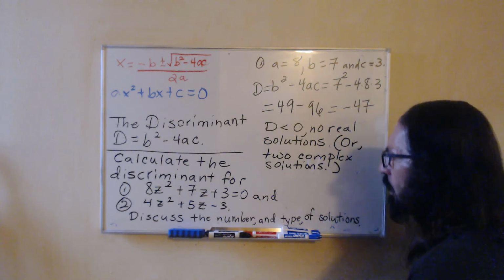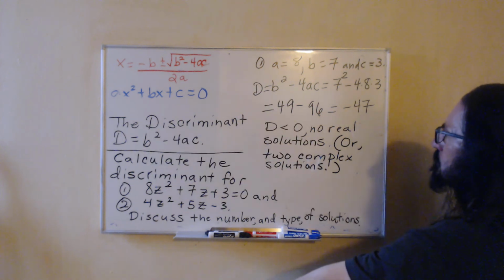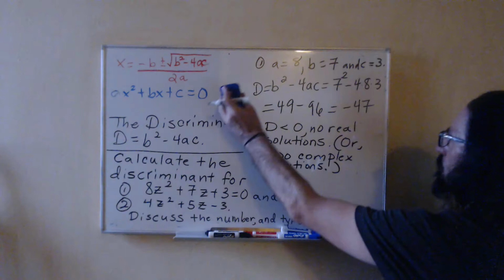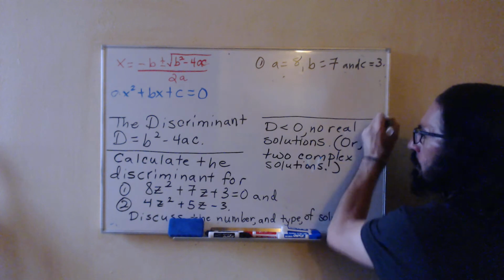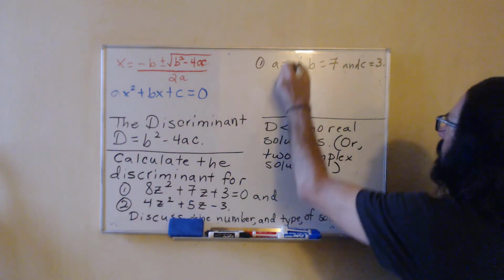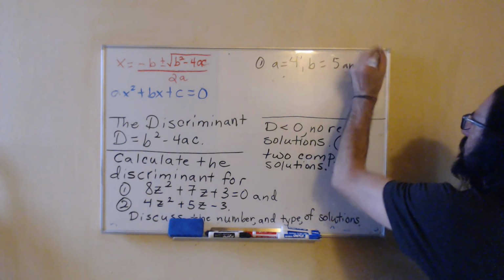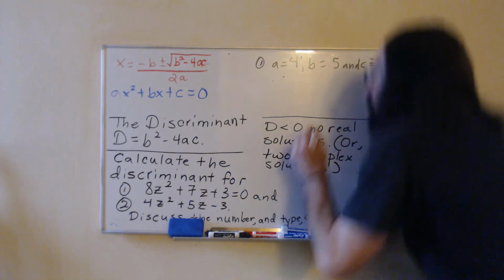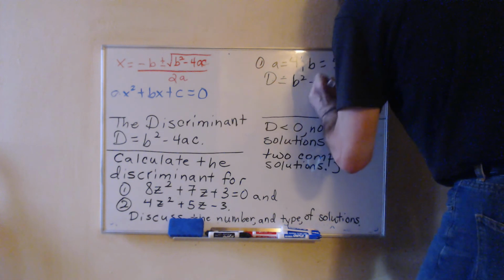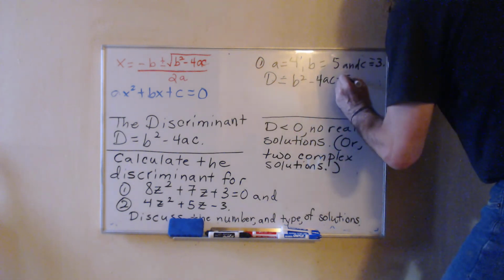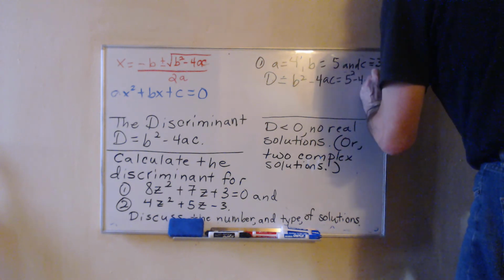On the second one, A is 4, B is 5, and C is negative 3. So calculating the discriminant, we've got 5 squared minus 4 times 5 times negative 3.